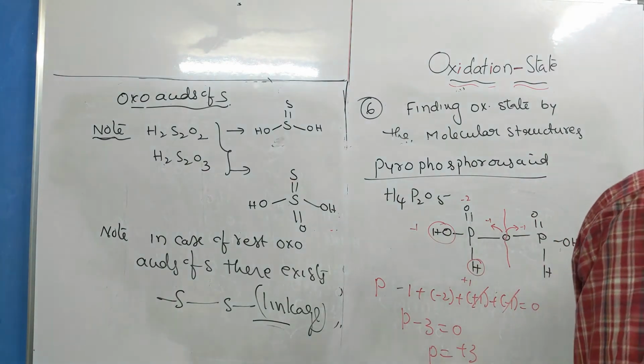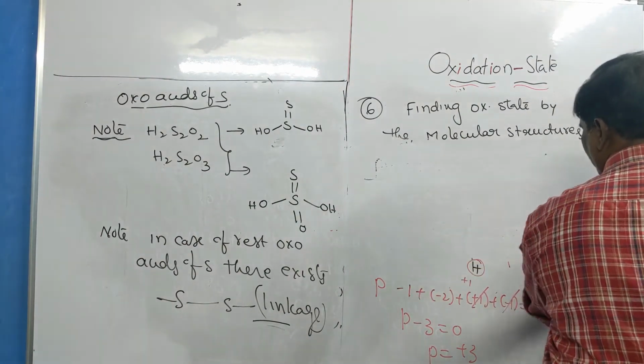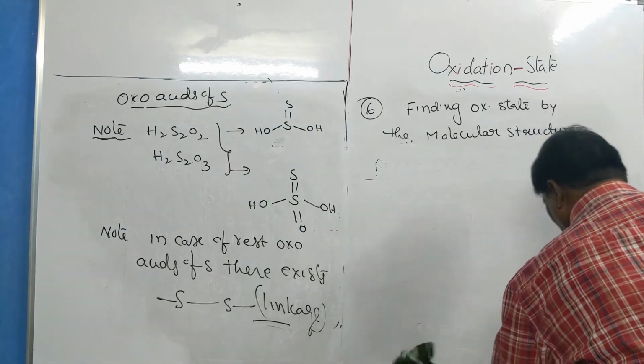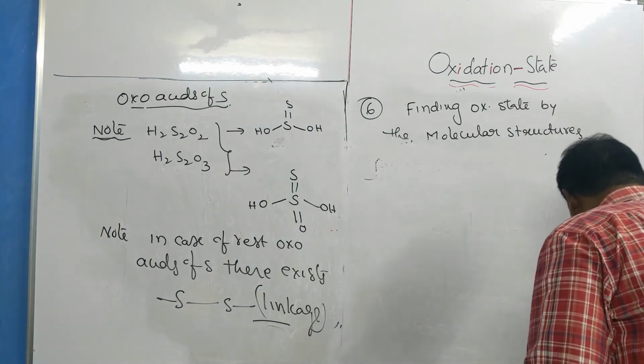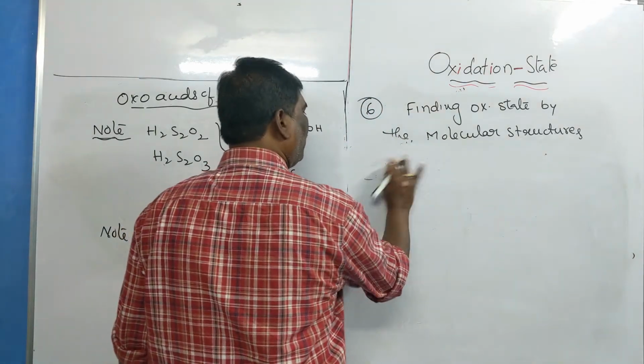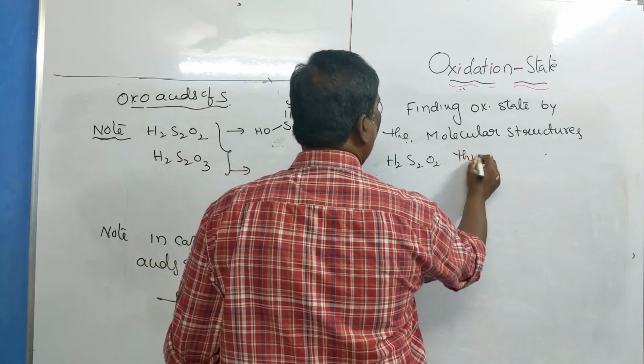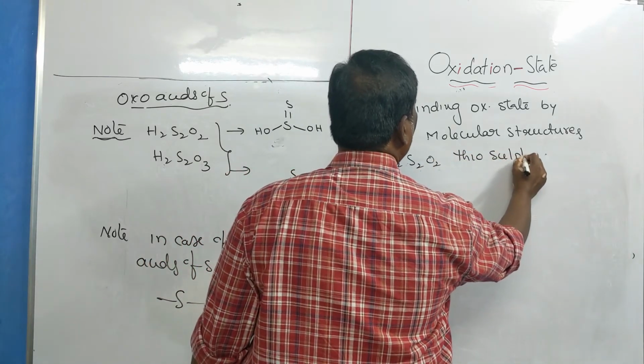Okay. Now we are going to discuss the oxidation states of sulfur in thiosulfurous acid. The name is H2S2O2. This is called thiosulfurous acid.